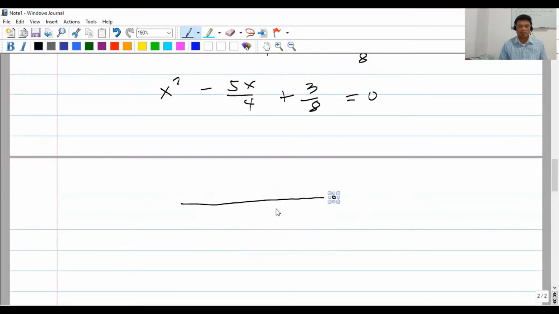Okay, so we have 8. 8 times x squared is 8x squared. 8 divided by 4 is 2, times 5 is 10, times x is 10x. 8 divided by 8 is 1, times 3 is 3, equals 0.